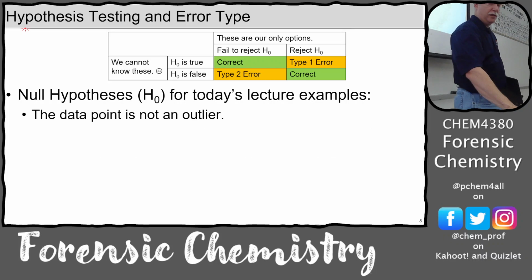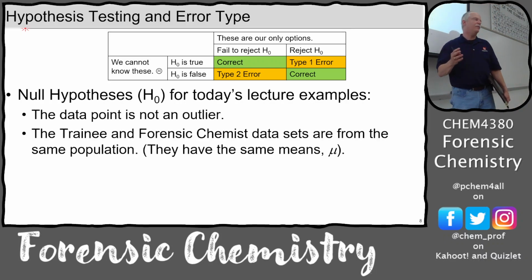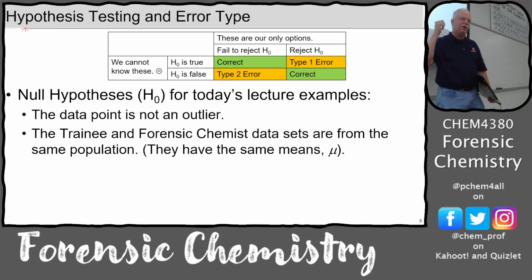We're going to test to see if the trainee and the forensic chemist are from the same population of data. What does that mean? Can you explain to me how that null hypothesis is connected to what we're doing in the lab? What does it mean that they're from the same population? It says they have the same mean, but put that in your own words.